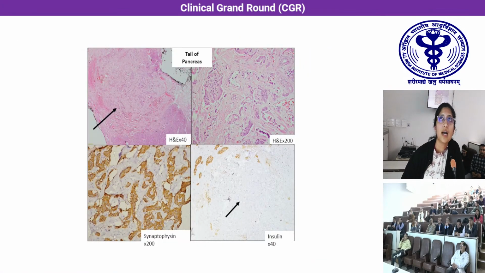The same patient presented with a tumor in the tail of the pancreas. This is a non-functional tumor. This showed immunonegativity for insulin, while they were positive for neuroendocrine markers like synaptophysin.